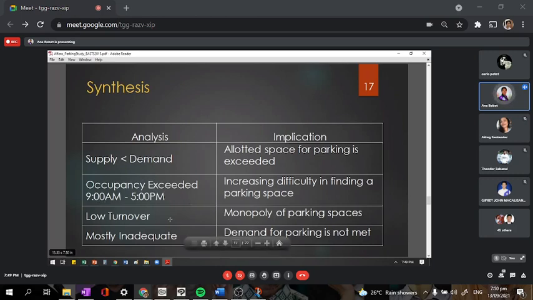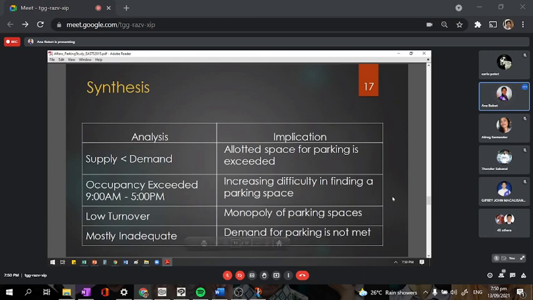Then turnover is low because these are areas with a monopoly of parking on the street. Those who park stay more than 3 to 5 hours, and no one enforces it, since looking at parking areas is not yet the job of the RTA. Mostly, the parking spaces in a block are inadequate. As for the implications: allotted space for parking is exceeded, increasing difficulty in finding a space, monopoly of parking space, and demand for parking is not met.